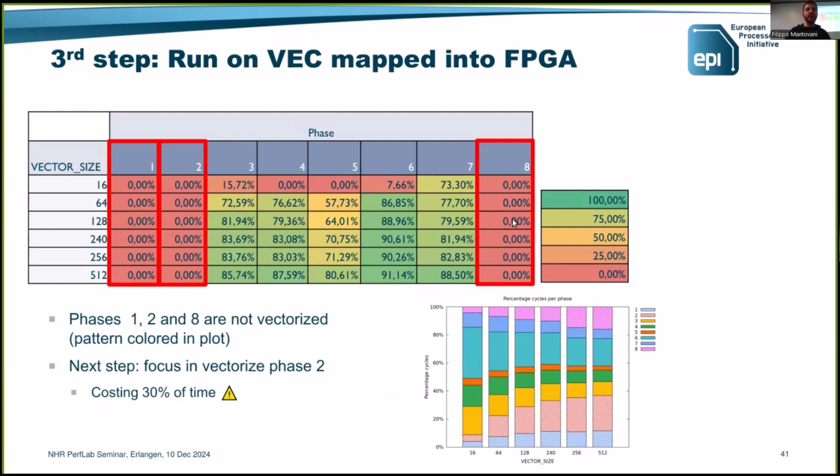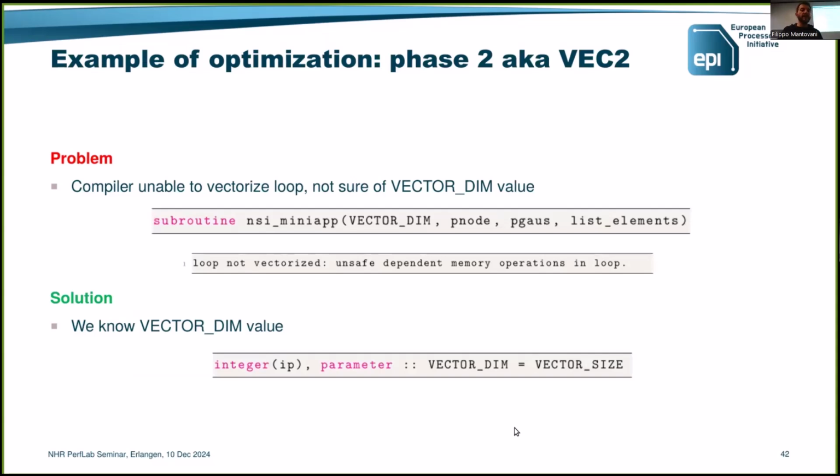Now, what about phases 1, 2, and 8 that have 0 vector instructions? Let's start looking into phase 2. Why phase 2? Because it's the one that in percentage takes more time. First of all, we detect that the compiler is telling us that there is an unsafe assumption because of this vector dim. We look into the code, and it seems that vector dim is something fixed. It doesn't change at runtime, it's just something that has been left there and can be set to the same size as the vector size. So we found out that this was a safe assumption for the compiler. When we fix this, we should be able to get vectorization.